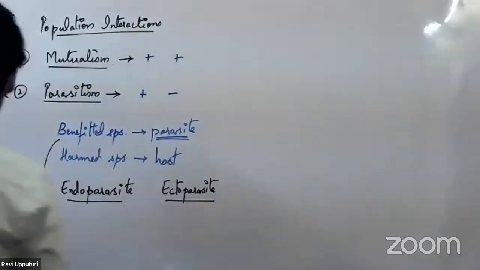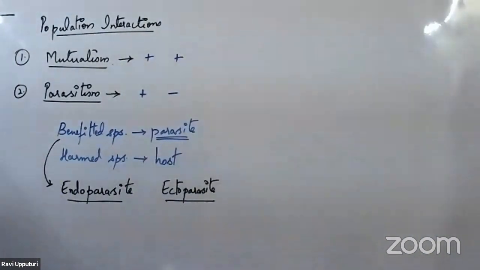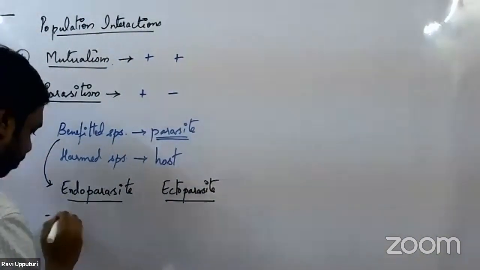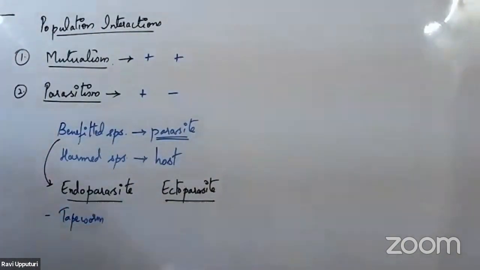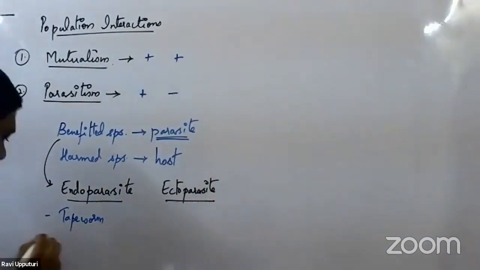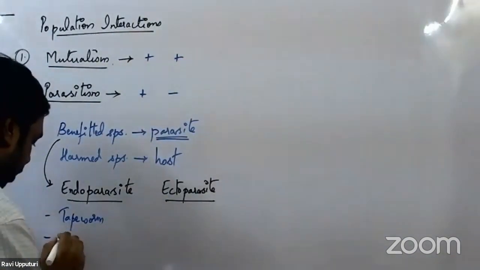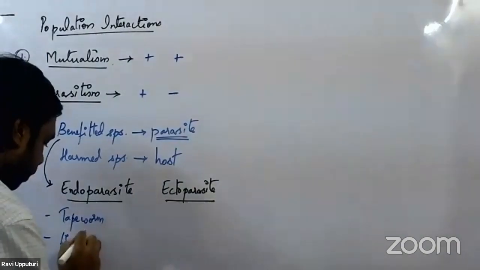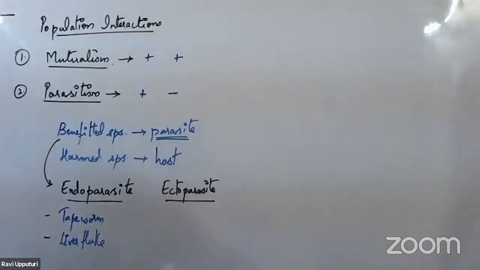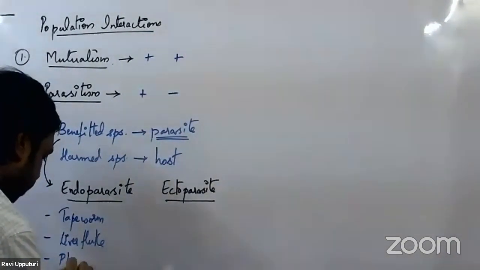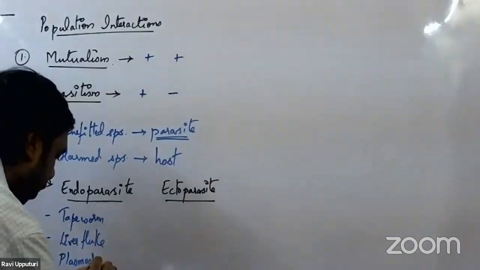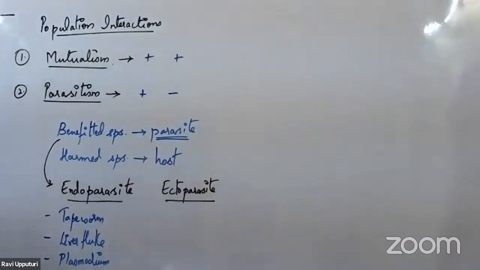Now, what examples can we take for endoparasite? Some examples we can take are the tapeworm, right? So, tapeworm can be taken as an example for endoparasite. Then we have another one, which is called liver fluke, among the flatworms. Then we can take the example of the malarial parasite, Plasmodium. So all these are said to be endoparasites, which live inside the body of the host organism.